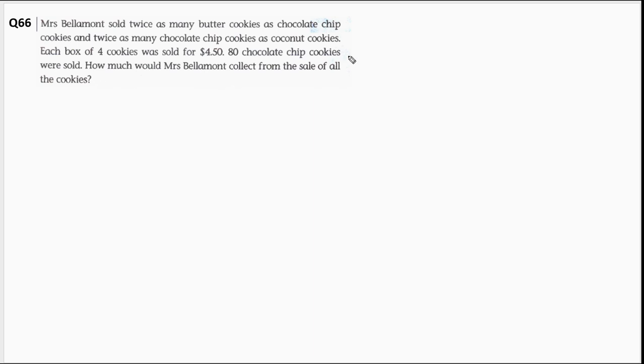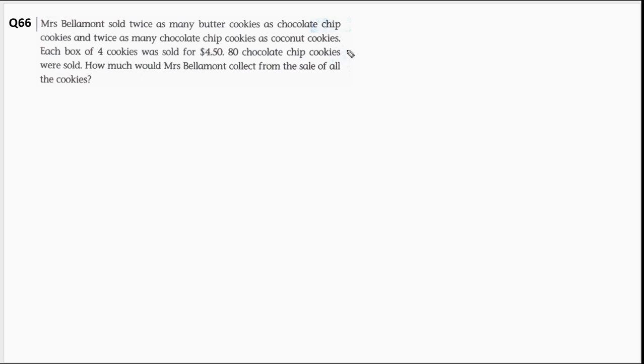Okay, so as always, I read through the question first. What have I noticed so far? What am I alert to? Well, I know that there are 3 kinds of cookies, and I'm going to be drawing a bar for each because we're comparing the number of cookies to each other. I've already got that in my mind.